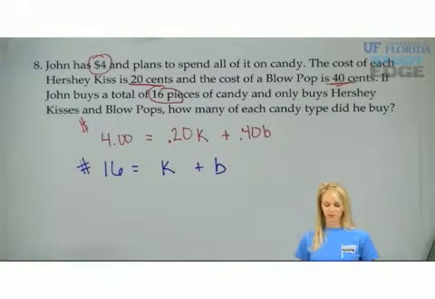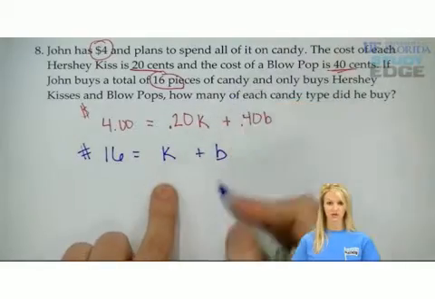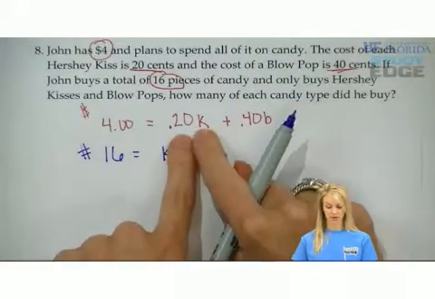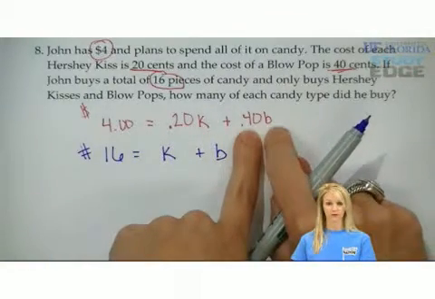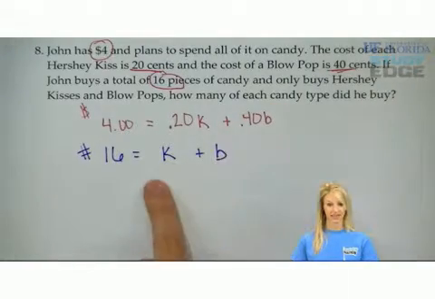Let's do elimination. So how would we do this? We need to make sure that one of our variables is eliminated, that they cross out. If we have a 0.2k here, we need to have negative 0.2k here. If we have 0.4b here, we need to have negative 0.4b here. We need one of those to cancel out.